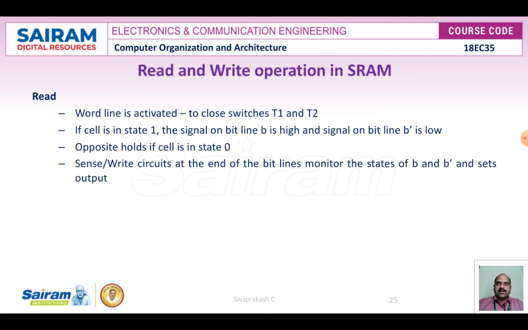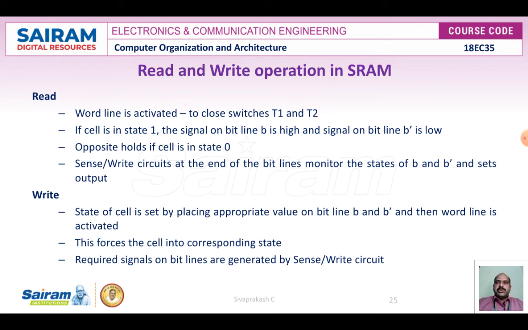The sense/write circuit at the end of the bit lines monitors the state of B and B dash and sets the output accordingly. If the operation is a write operation, the state of the cell is set by placing the appropriate value on the bit line B and its complement on B dash, and then activating the word line. This forces the cell into the corresponding state. The required signals on the bit lines are generated by the sense/write circuit.